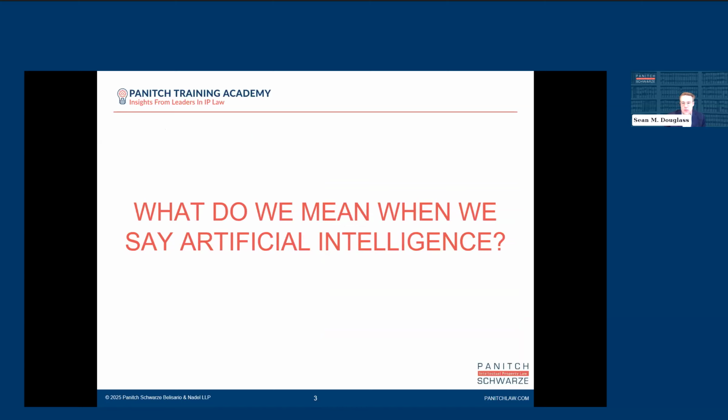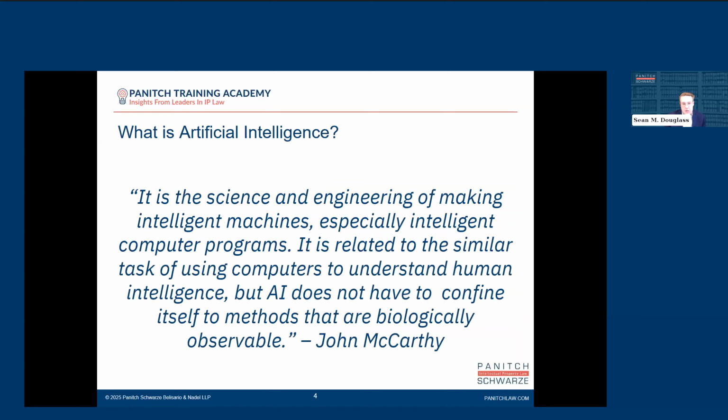So again, what do we mean when we say artificial intelligence? This is a brief definition that I found that came from the actual godfather of artificial intelligence back in 1954. It is the science and engineering of making intelligent machines, especially intelligent computer programs. It is related to the similar task of using computers to understand human intelligence, but AI does not have to confine itself to methods that are biologically observable. One of the big things I want to get across in this intro is how not new AI actually is. This definition was created in 1954, and AI kicked off in earnest back then.